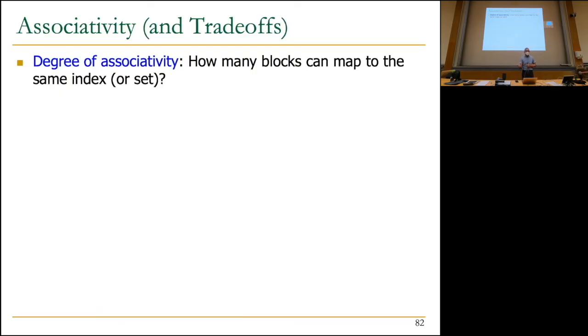Okay, so basically what I've introduced is set associativity, right? And then we've also talked about the degree of associativity. If your degree is 1, that means direct map. If your degree is fully associative, that means if you have n number of cache blocks, any block in memory can be mapped to any of those n cache blocks. The question is how many blocks can map to the same index or set?